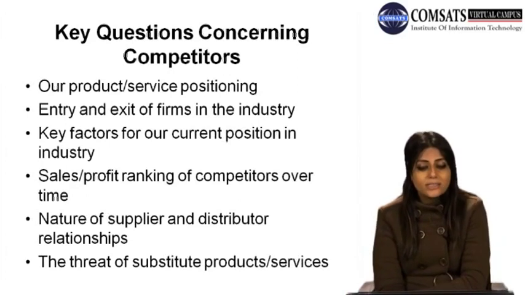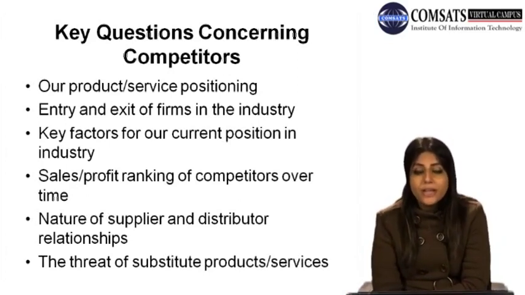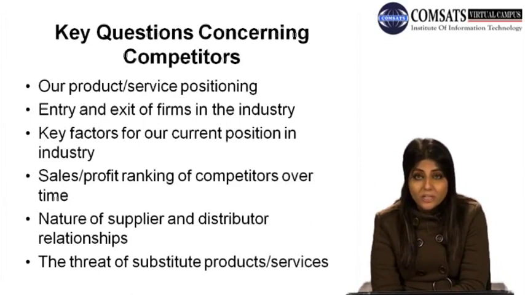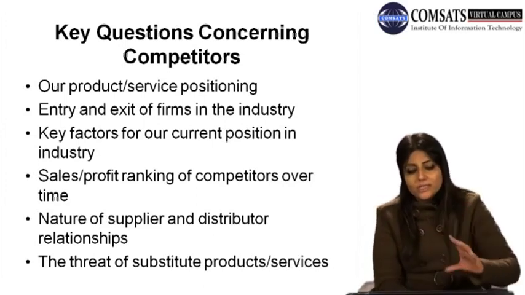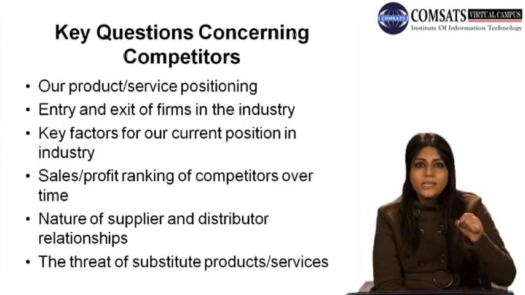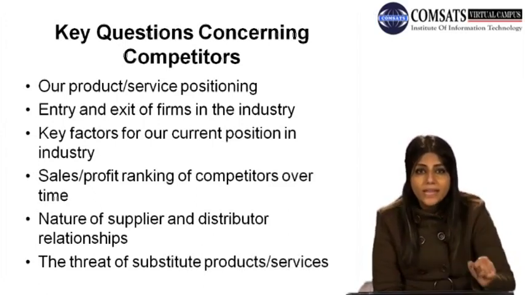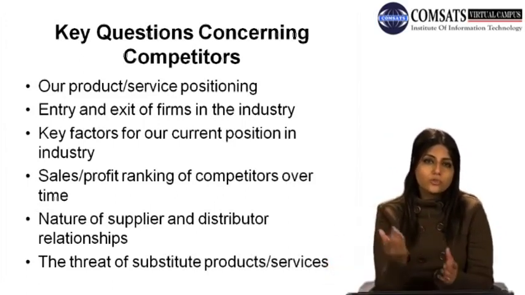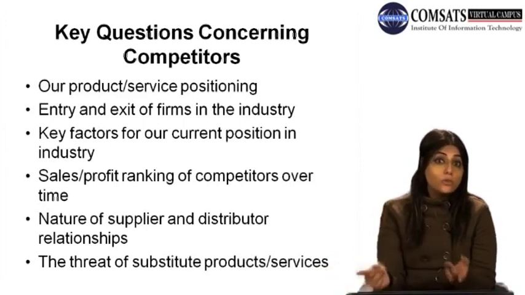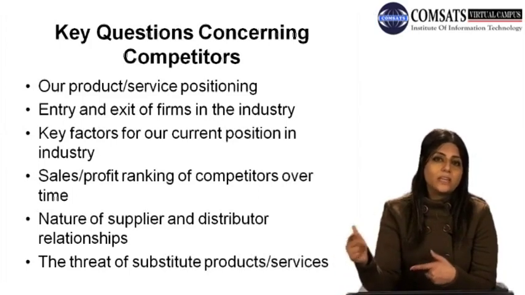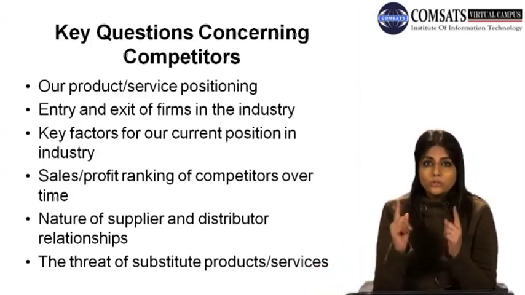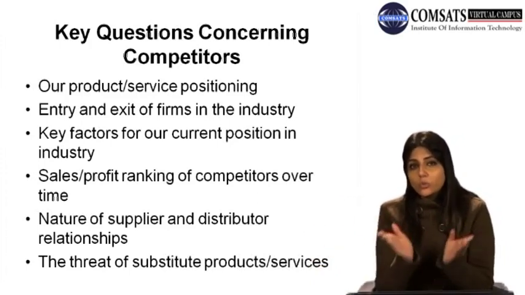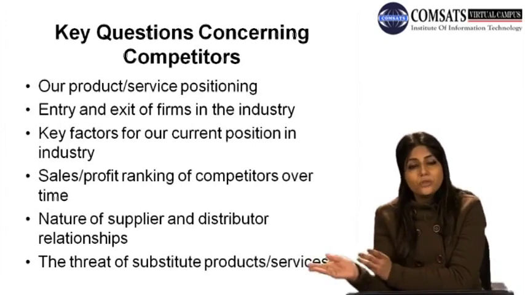And then the other questions that you need to ask are: what is our product and service positioning, entry and exit of firms in the industry, key factors for our current position in the industry, sales and profit ranking of competitors over time, nature of supplier and distributor relationships, and the threat of substitute products and services. We discussed all these points in our previous slides. So we need to think very strategically and analytically about all these points. What is your position vis-a-vis the position of your competitor? When it comes to your relationship with your suppliers and distributors, you also need to see what the relations are with the suppliers and distributors of your competitors. It's not only your position, or only your competitor's position, that you need to watch out for.